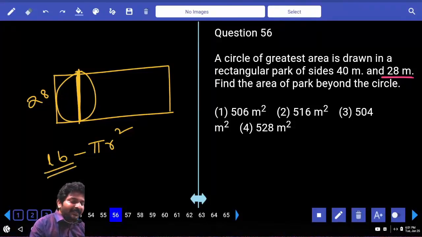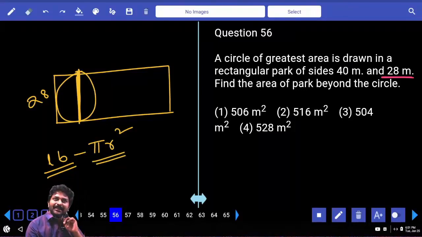So when you take length into breadth, can that be a 7 multiple? Because breadth is 7 multiple, 28, area of the rectangle is 7 multiple. Radius of the circle is 7 multiple. So area of the circle is also 7 multiple. 7 multiple minus 7 multiple also gives you 7 multiple. Answer must be... can this be first option?